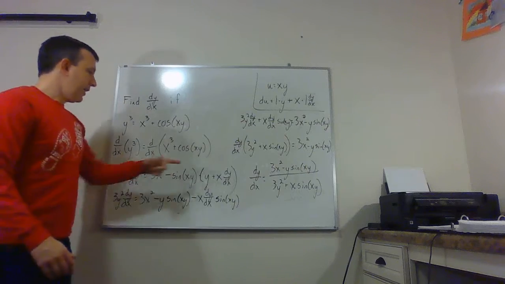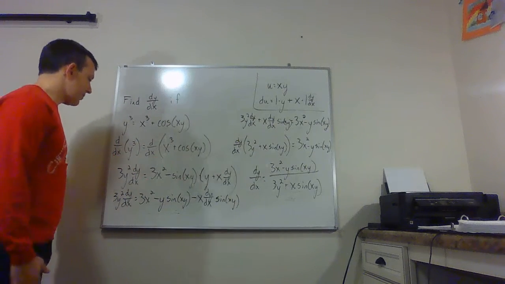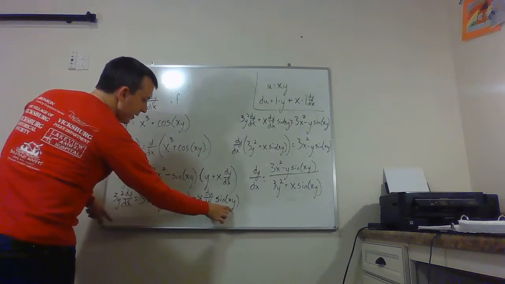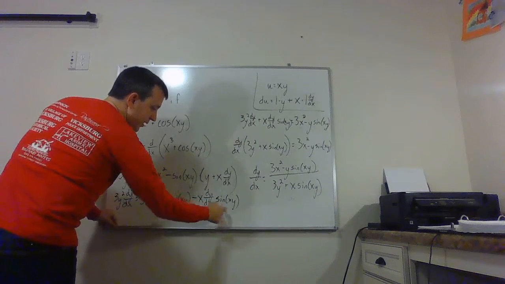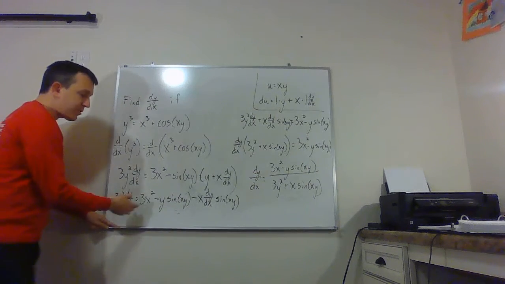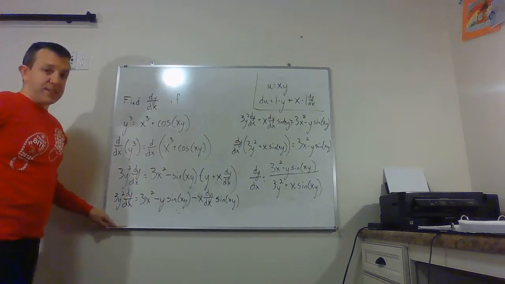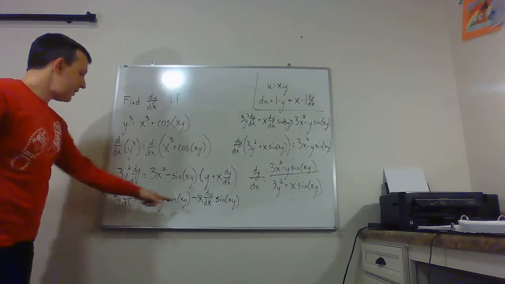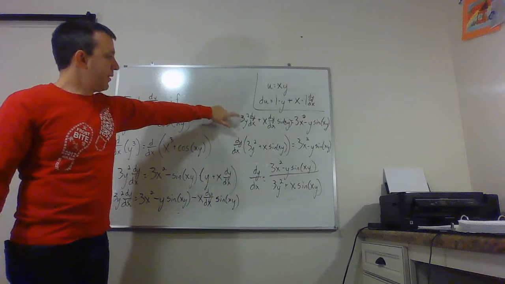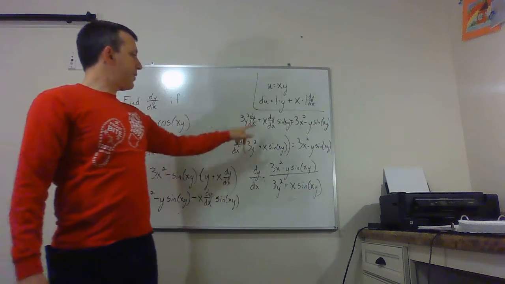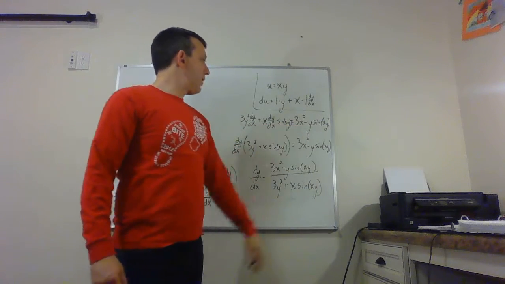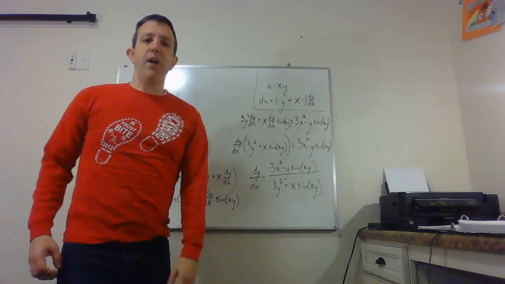Now I have it out of the parentheses, and now I can start trying to rearrange things and get dy/dx. So the next step is to bring this whole disgusting term over to the left-hand side to join this one, because we need those dy/dx's on the same side. So I did that. I just added this piece to the left-hand side, and that's where we are right here. 3y squared dy/dx plus x dy/dx times the sine of xy is equal to 3x squared minus y times the sine of xy.